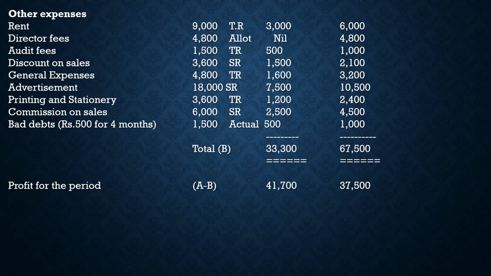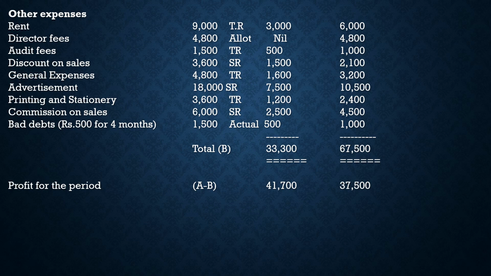Bad debts, I told you. Out of 1,500, 500 is for the first 4 months, that is the first column, pre-incorporation period. The remaining, out of 1,500 after the 500 for the first column, will be 1,000 for the next column. Okay, so this is all about the sum.